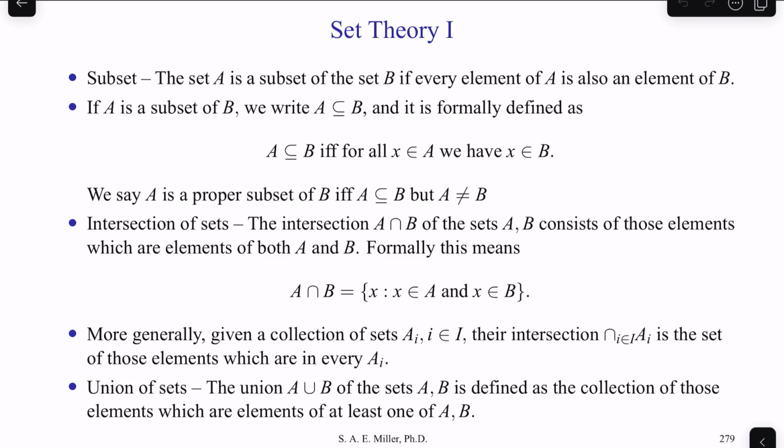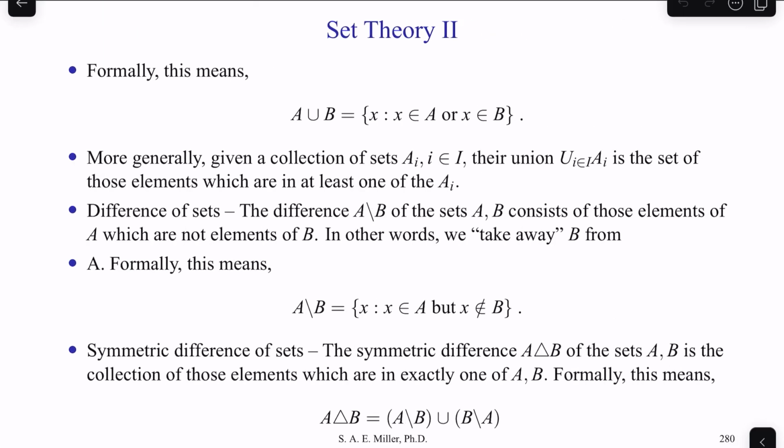There's also the union of sets we just mentioned. If there's A and B, the union would include all the elements that are in either A or B. When we have a collection of sets, the union of all sets includes all elements that are in at least one of the sets. A difference of sets means that if we have sets A and B, it contains those elements that are in A but not in B. This means that A has all of the elements of B removed.